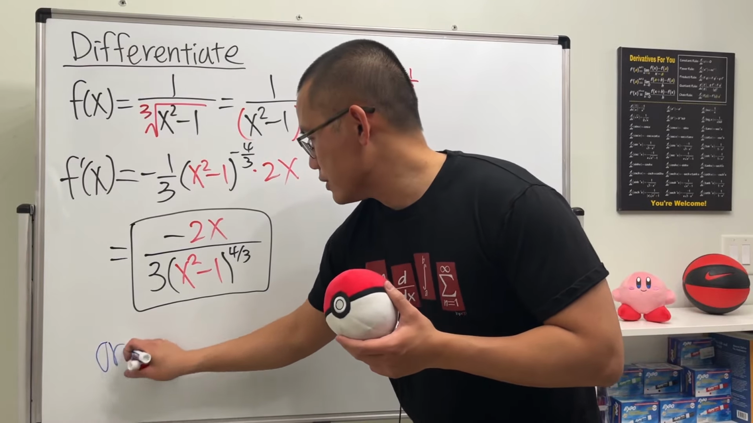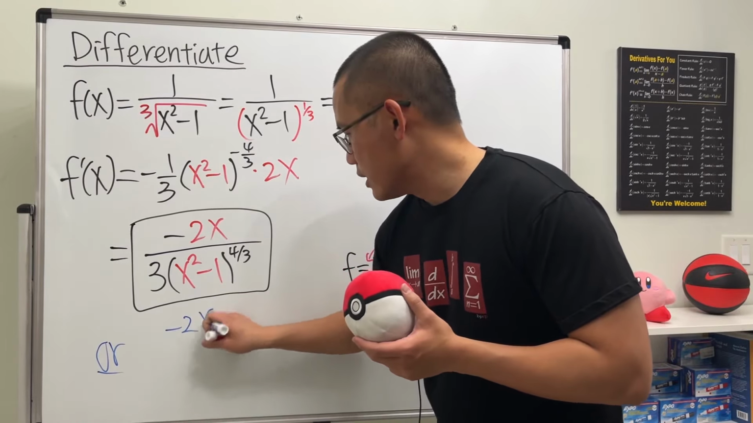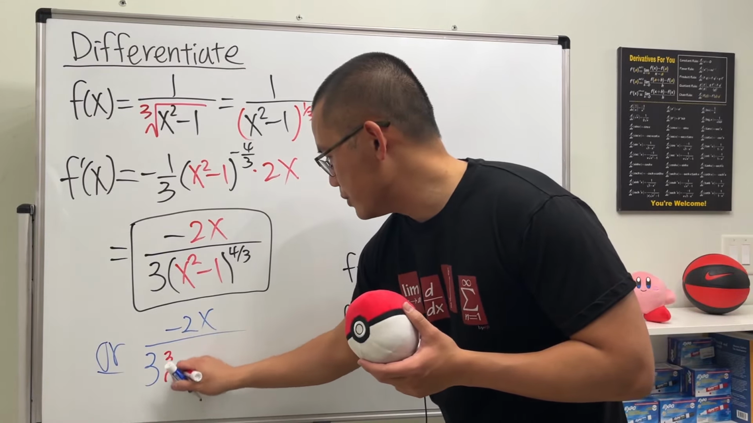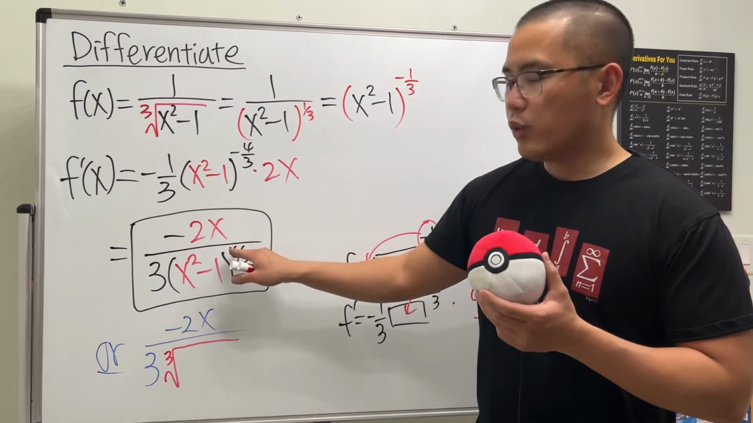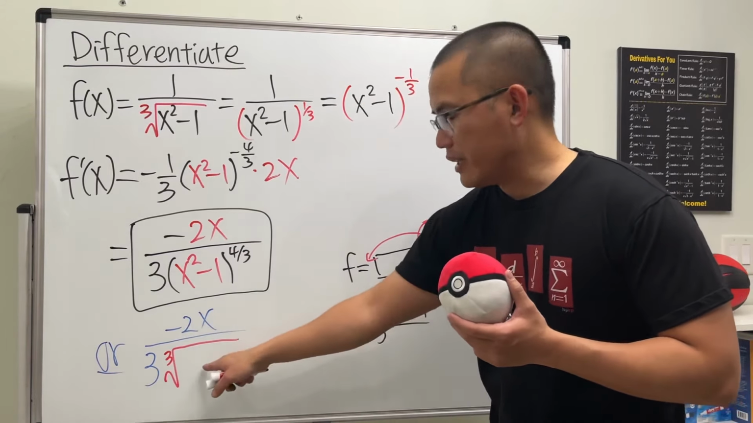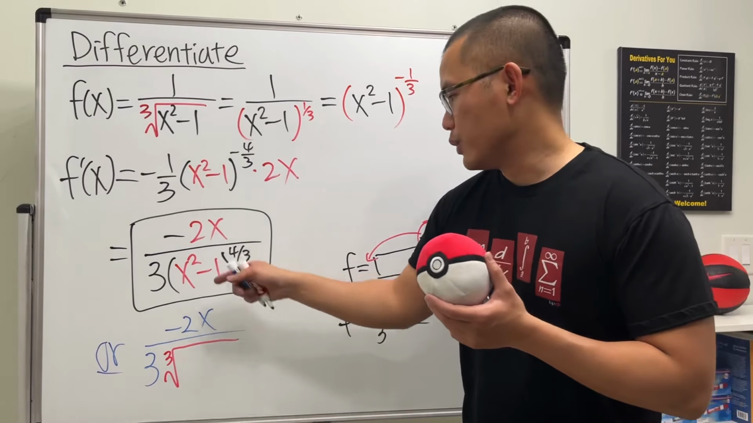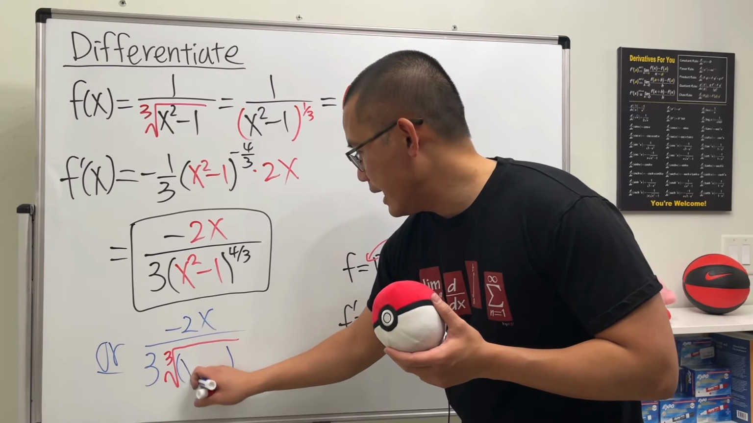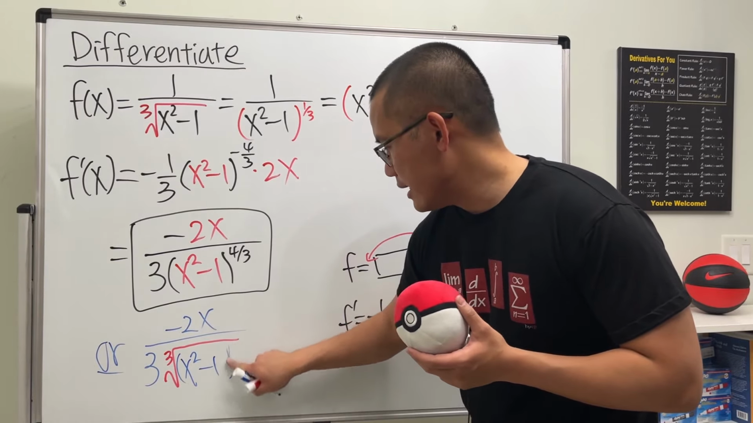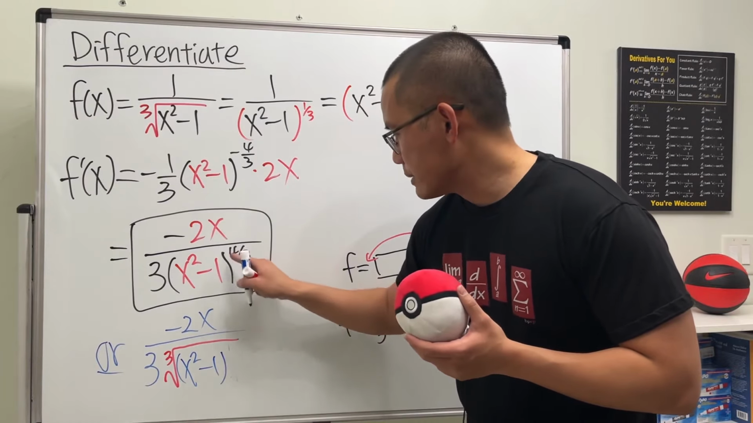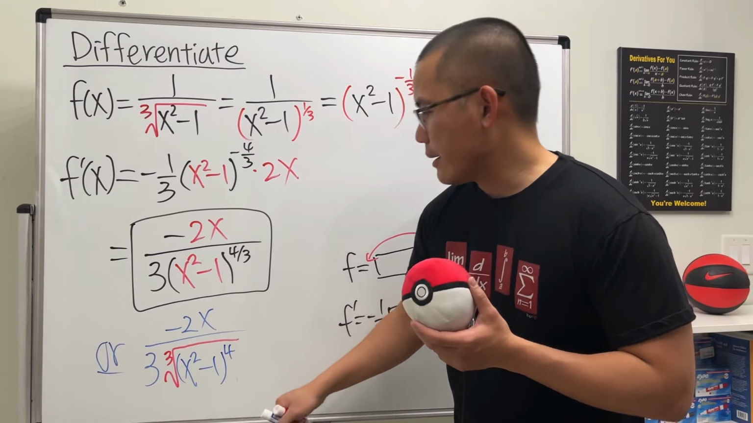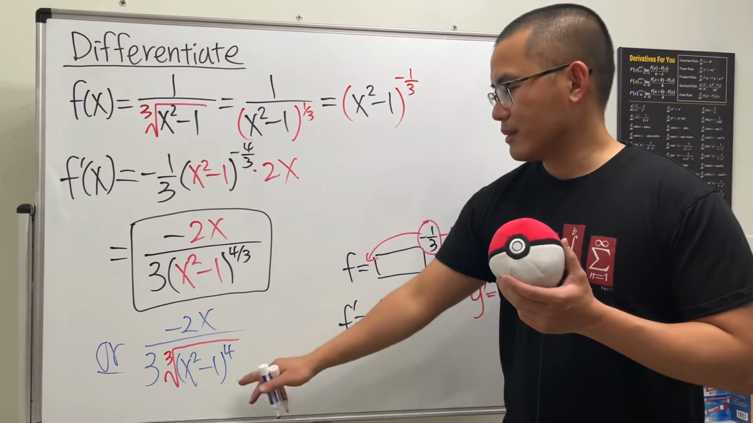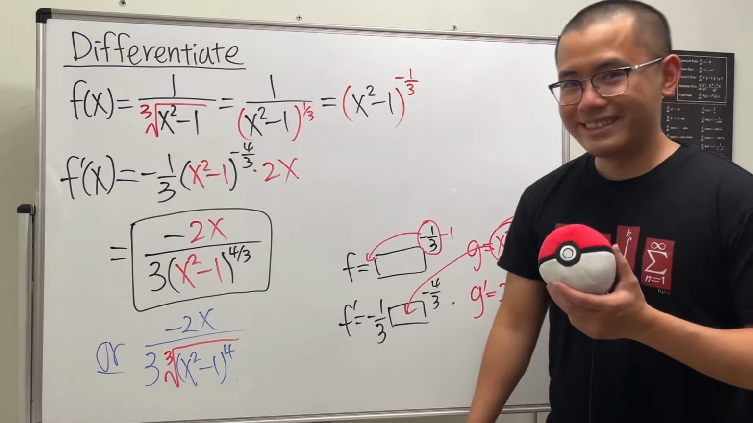And if you prefer, as I said, you can write this as negative 2x over 3, and then the 1/3 power, I will change that to the cube root. And then you can put the fourth power on the outside or the inside. Usually the inside looks better, so we will write it like this, parentheses, and then we have the x squared minus 1 like this, and then we have the fourth power right here. Yeah, but if you leave the answer like this, it is totally okay. Or if you would like, maybe do it like that, one way or the other. That's it.